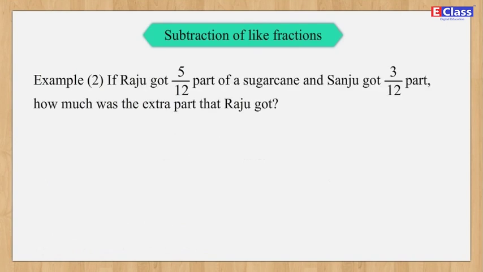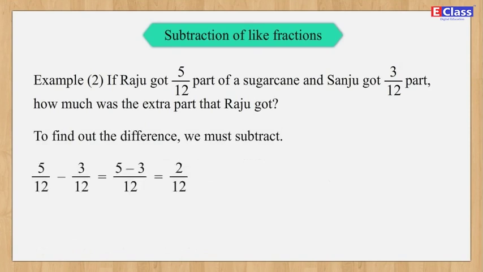Example 2. If Raju got 5/12 part of a sugarcane and Sanju got 3/12 part, how much was the extra part that Raju got? To find out the difference, we must subtract. 5/12 minus 3/12 is equal to 5 minus 3/12, which is equal to 2/12. Thus, Raju got 2/12 extra.